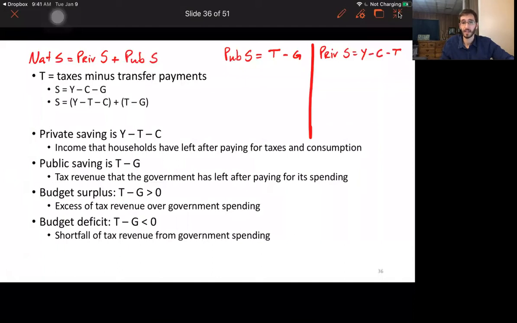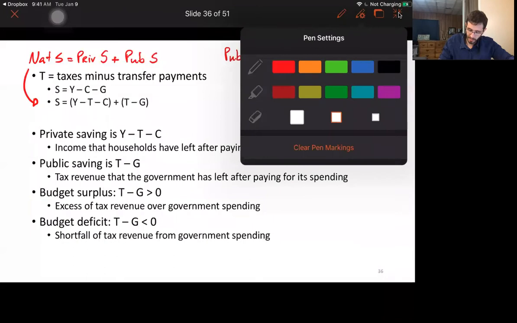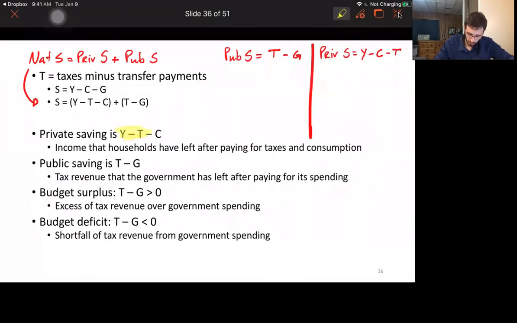That would generate us private savings for this model that we have. Very simple. And as you can see here, we could rewrite this equation into its decomposed terms. But as it points out here on the bottom, I highlight here for you guys what both private savings and public savings are.